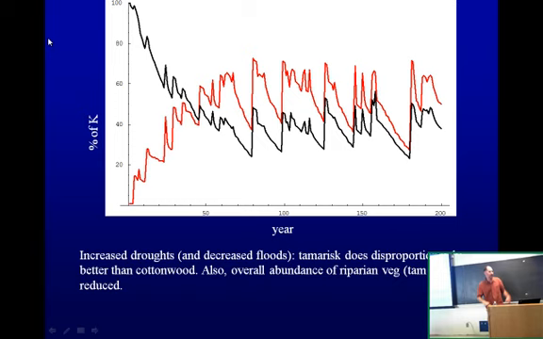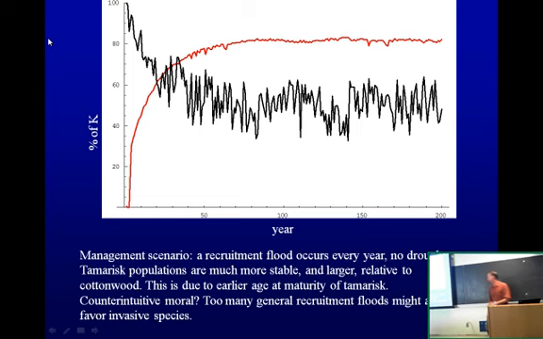And finally, here's a management scenario. This one was actually a surprise to me. Suppose you impose a management decision where you have very frequent recruitment floods with the idea that you want to favor lots of establishment of cottonwood, and you eliminate droughts from the system, so you make it really favorable for growth. Well, this excessively favors tamarisk. Tamarisk populations are really strong and stable and quite dominant.